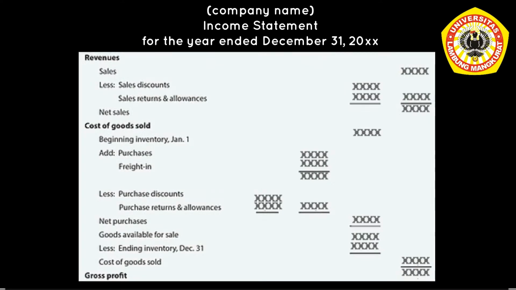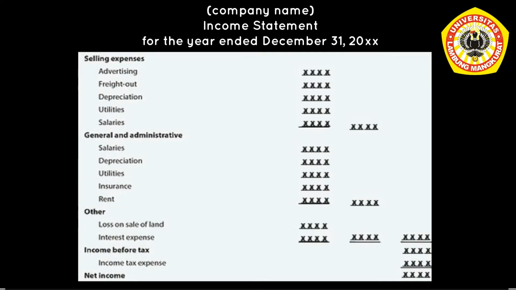Then there is goods available for sale. Then subtract ending inventory from the goods available for sale, and then we get the cost of goods sold. Then reduce net sales with cost of goods sold to get gross profit. Then add up all expenses and make it a deduction from gross profit. So we get net profit before tax. Finally, subtract income tax from net profit before tax, so we get the net profit that we are looking for.